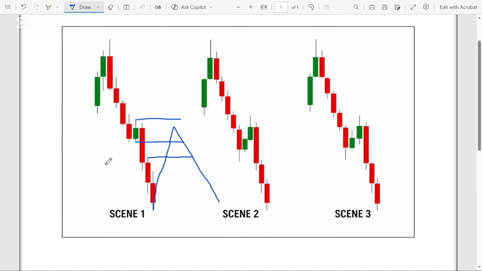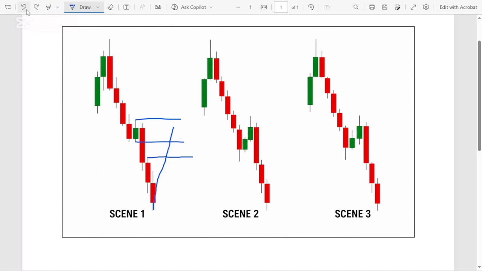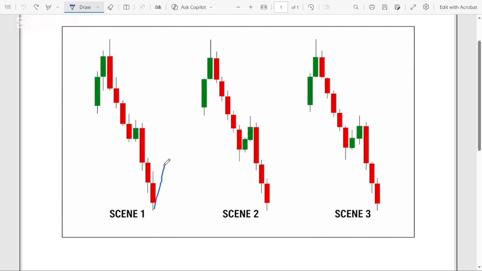Since that is clear, now let's look at this same pattern right here. Most times the market will not respect this particular one. The market will come all the way to that particular area and respect it before pushing to the downside.